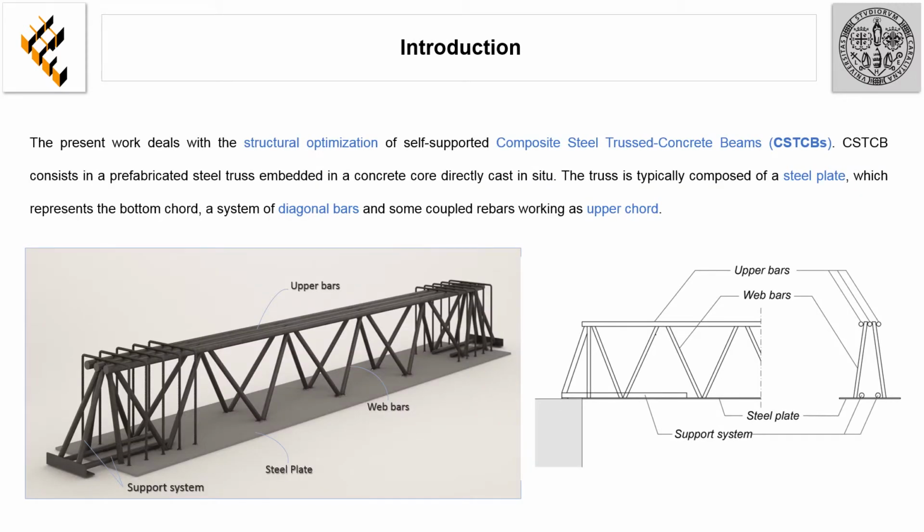The present work deals with the structural optimization of self-supported composite steel truss concrete beams. This type of beam consists of a prefabricated steel truss embedded in a concrete core directly cast in situ. The truss is typically composed of a steel plate, which represents the bottom chord, a system of diagonal bars, and some coupled rebars working as upper chord. As we can see in the picture, the system for the support of the beam is also provided in the terminal part of the beam.